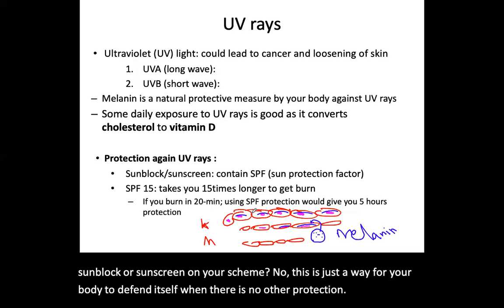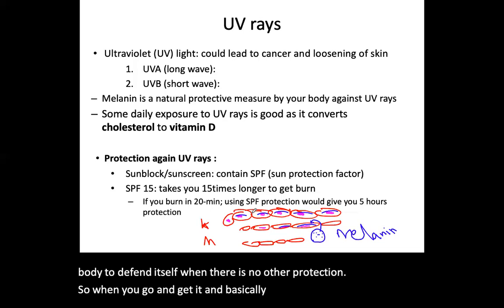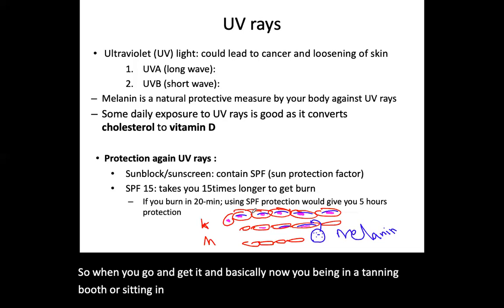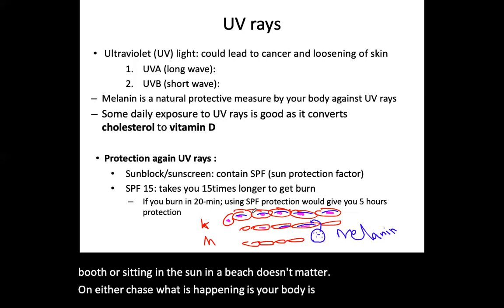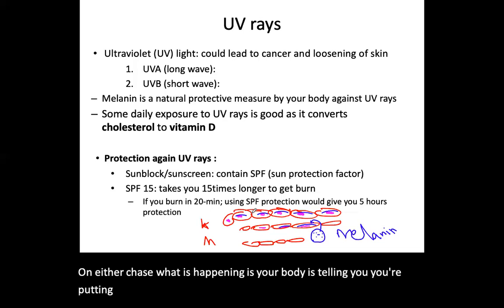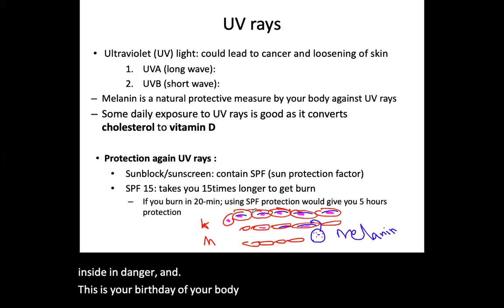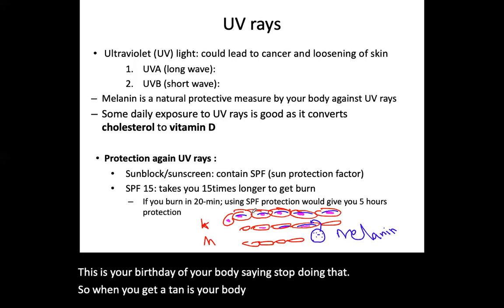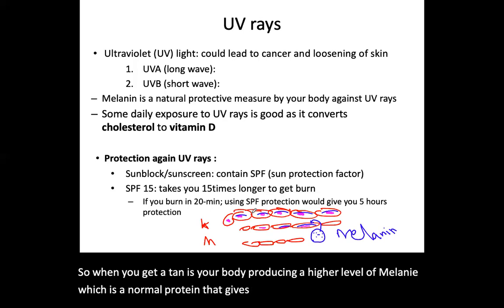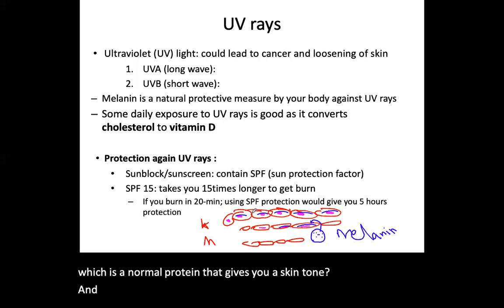So when you go and get a tan, being in a tanning booth or sitting in the sun at a beach, doesn't matter. In either case, what is happening is your body is telling you that you're putting your cells in danger. You're putting your keratinocytes in danger. And this is your body saying, stop doing that. So when you get a tan, your body is producing a higher level of melanin, which is a normal protein that gives you a skin tone, and that is the way it's protecting you.